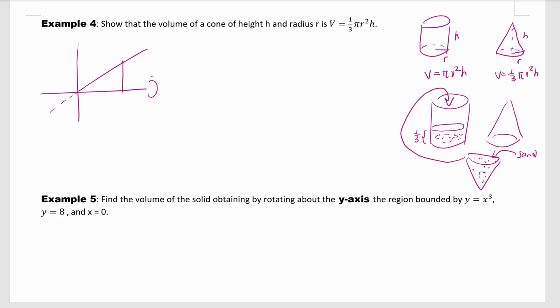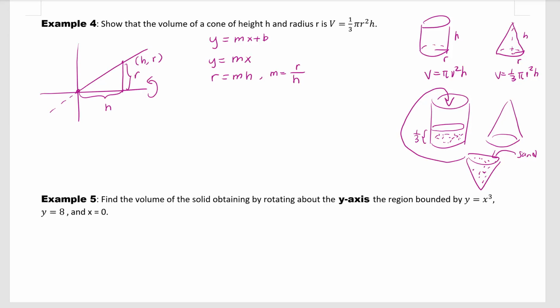Remember, if I rotate, I want to get a cone, right? So this is R, this is H, so this point is (H, R). We know a line equation is mx plus b, but because it passes through the origin, y equals mx. How do we figure out our m? We plug in the point (H, R). When x is H, y is R. So m is R over H.